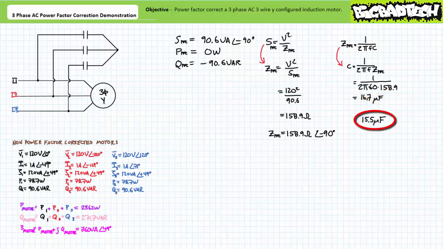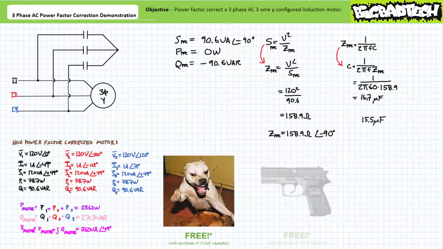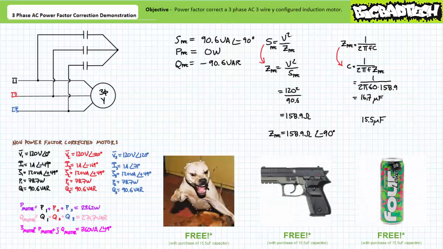However, for every 15.5 microfarad capacitor you buy, you get your choice of a free pit bull, a free handgun, or a free can of Four Loko. 15.5 microfarads is close enough. I'll take one of each, please. I mean, really, what could go wrong?